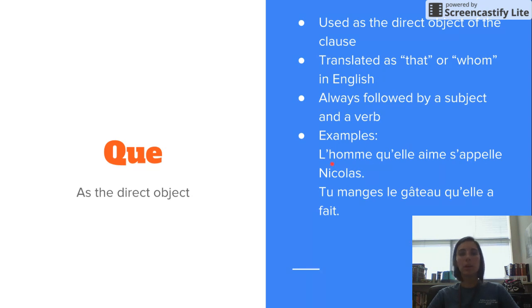Some examples, l'homme qu'elle aime s'appelle Nicolas. The boy or the man that she likes is named Nicholas. Right here we have a subject, elle, and a verb, aime, following que. Tu manges le gâteau qu'elle a fait. You eat the cake that she made. Right here, que is replacing the cake because it is the direct object of being eaten, tu manges.